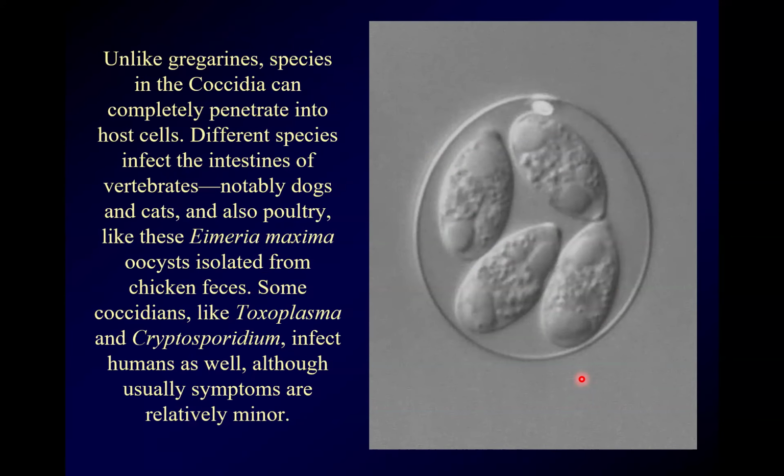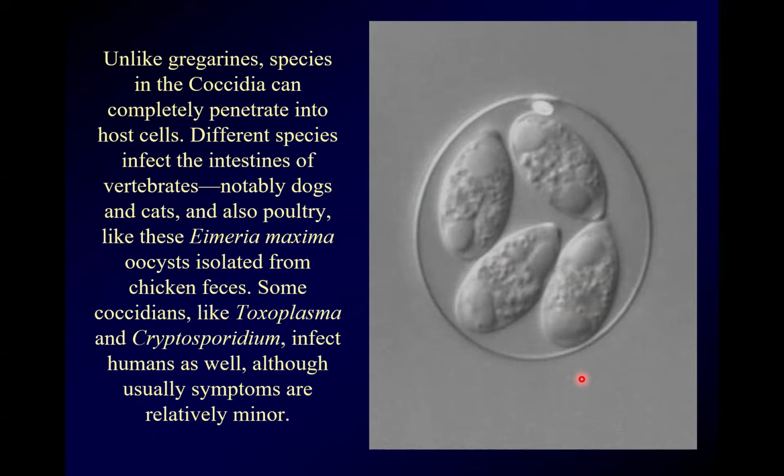Apicomplexans in a group called the coccidia completely penetrate into host cells. Different species infect the intestines of vertebrates. The ones that people are most familiar with would be the ones that infect dogs, cats, and poultry. That is a stage of the life cycle that develops inside intestinal cells in chickens and then passes out in feces. So if you ever have to do a microscopic analysis of a chicken fecal sample, which we do in my parasitology course, it is possible that you'll see these.